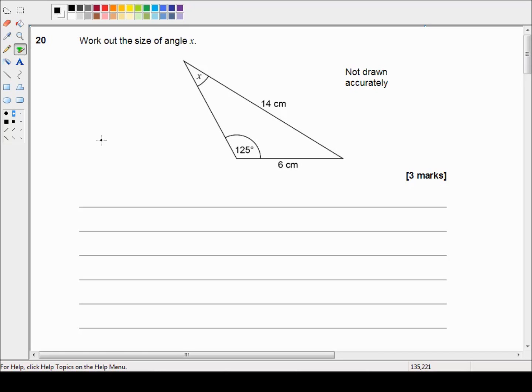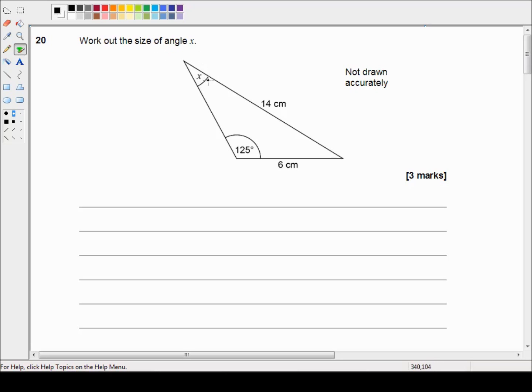In this video we're going to be looking at the second paper in the higher tier of the June 2017 past papers of the 8300 series. This is a calculator paper, so we are allowed to use calculators, and we pick it up in question 20, which reads, work out the size of angle X.